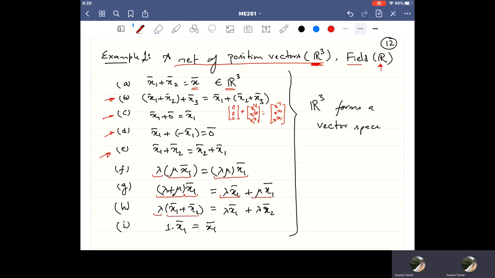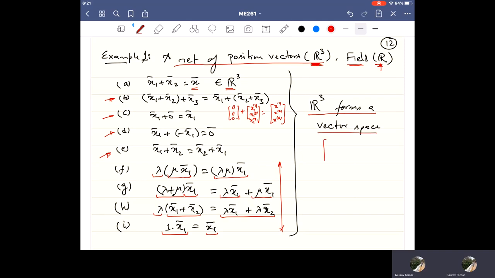Lambda times x1 plus x2 can be written in this form. Yes. And if you scale it with 1, you get the vector back. Yes. So together we see that R cube, with the field as real numbers and the scalar function defined in this fashion here, using these four properties together, all of them are satisfied. So you say that R cube forms a vector space.